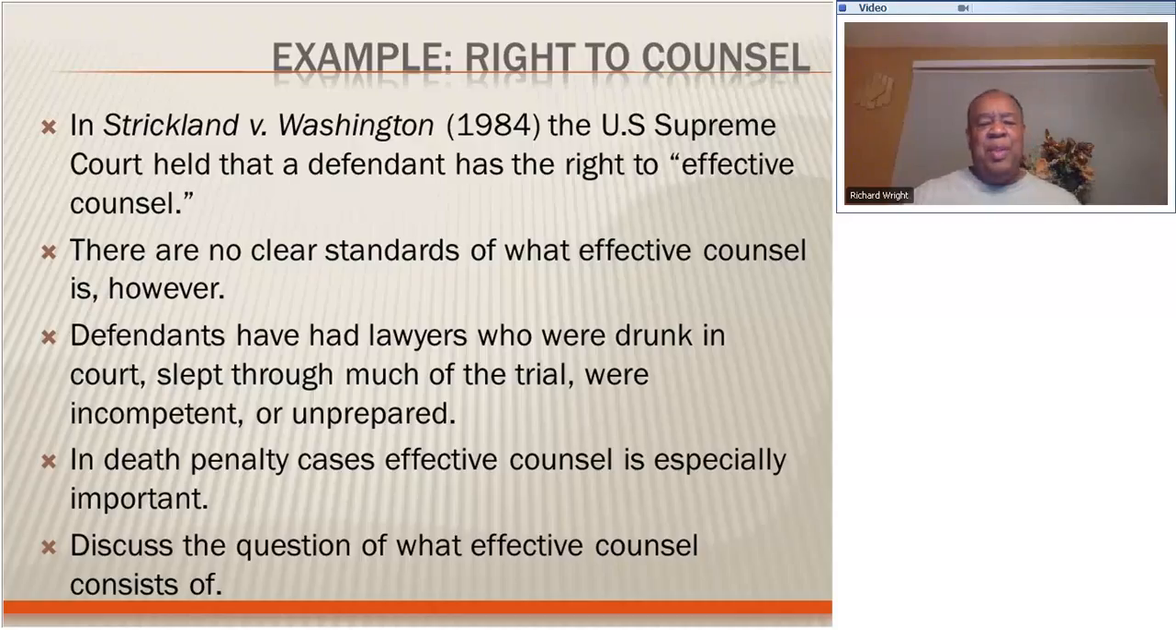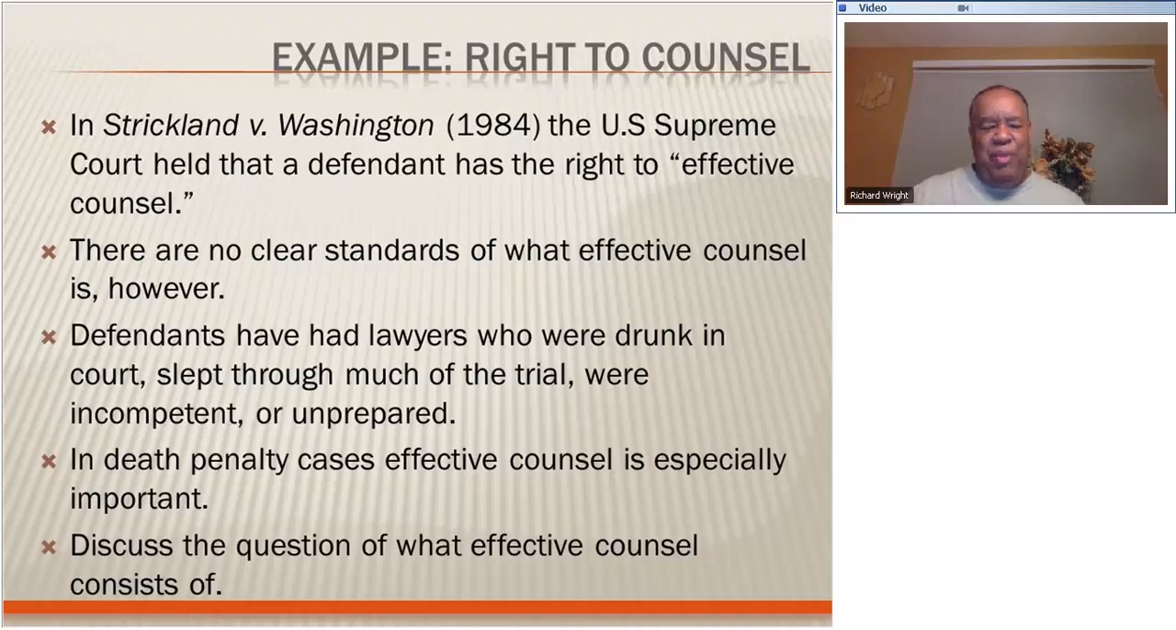So if, for example, a defendant, it says here, is inebriated or drunk, sleeps through the trial, or is otherwise incompetent or ill-prepared, that opens up the possibility that a Strickland defense can come about because of ineffective assistance of counsel. It is really stringent in death penalty cases, and obviously you know why, because death is so final. And so effective assistance of counsel is probably one of the easiest things to see.